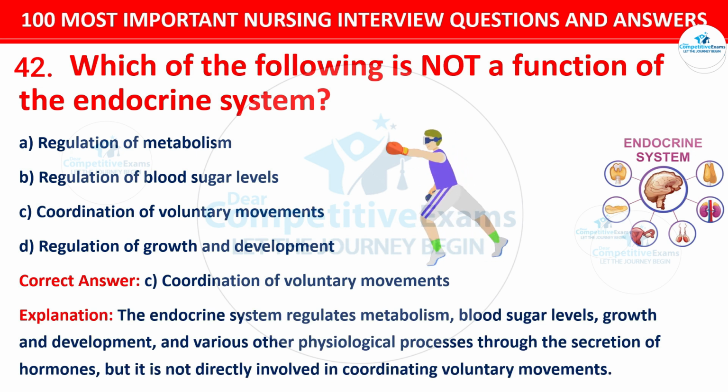The endocrine system regulates metabolism, blood sugar levels, growth and development, and various other physiological processes through the secretion of hormones, but it is not directly involved in coordinating voluntary movements.